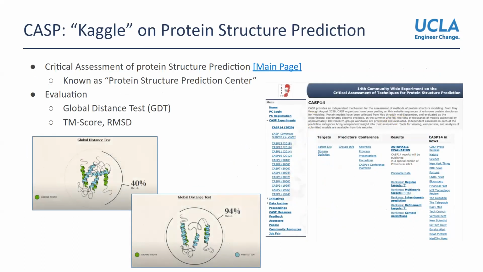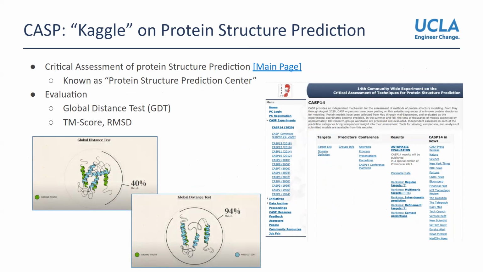Just a little bit of information about the entire challenge. The challenge is called CASP. It is held every 2 years and also had a special session this last year, in 2020, for a COVID-19 track. And in terms of evaluation, there are multiple measurements to tell whether the prediction is good or not.